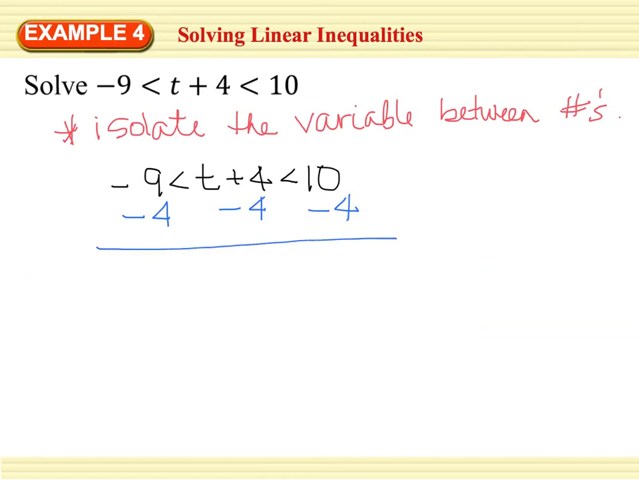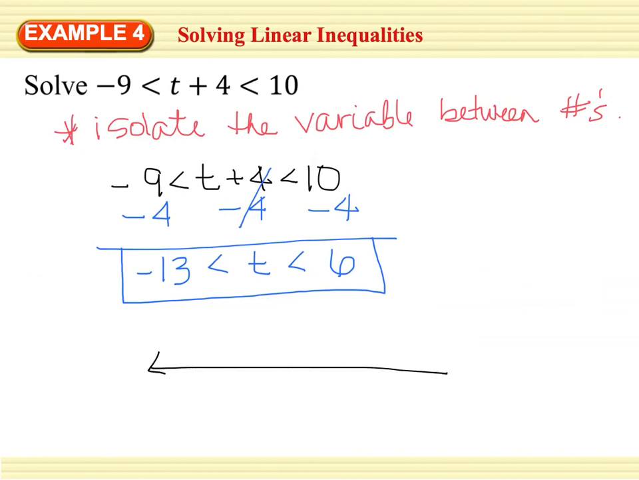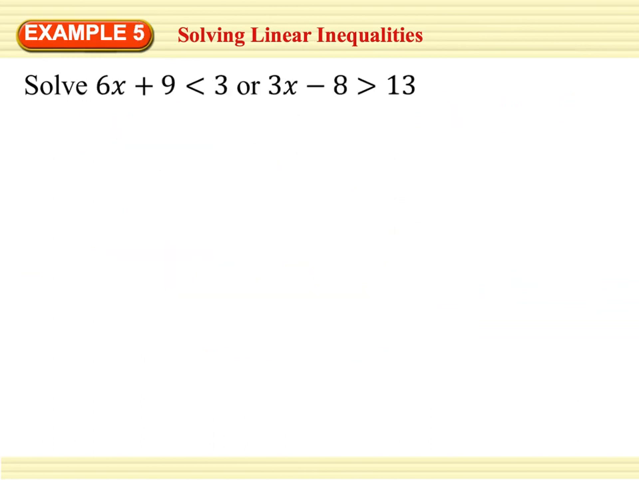So when I go to simplify, I end up with -9 minus 4, which is going to give me a -13, which is going to be less than. These 4's are going to cancel, which is just going to leave me with t. And then I have that is going to be less than 10 minus 4, which is 6. So my compound inequality then is -13 is less than t, which is less than 6. Or I'm looking for solutions that are in between -13 and a positive 6. So if I go to graph something like this, and I have a -13 here, I have a 6 here, I would put an open circle on -13 and on 6 because of the less than inequalities, and I would shade everything in between -13 and 6, just like that.